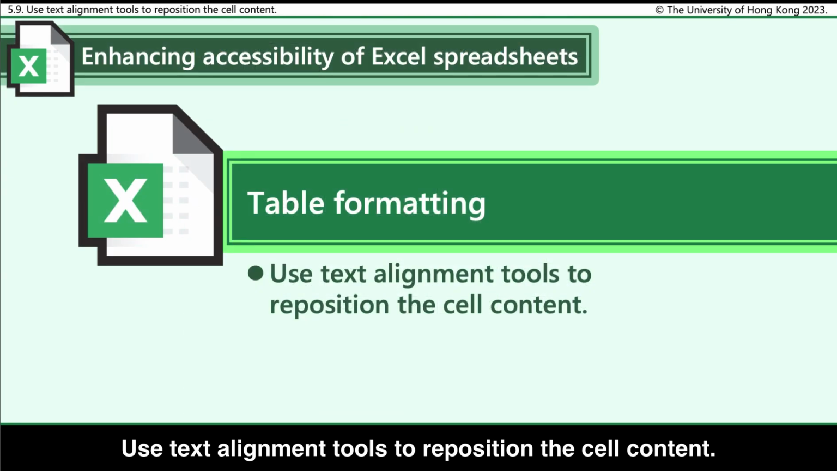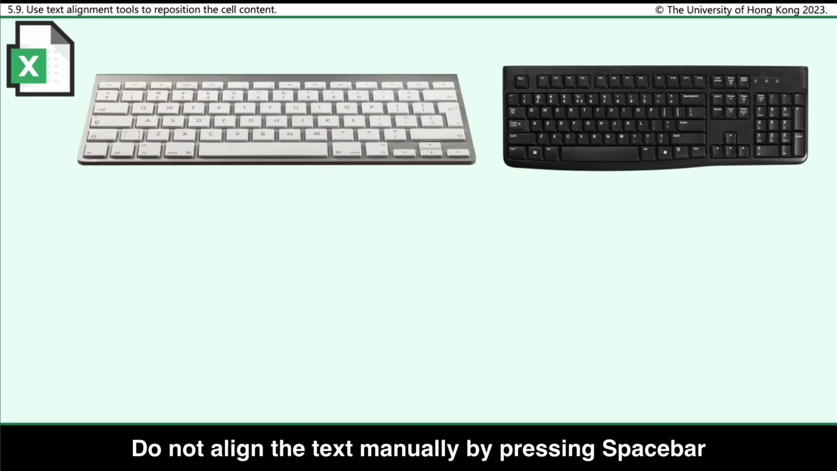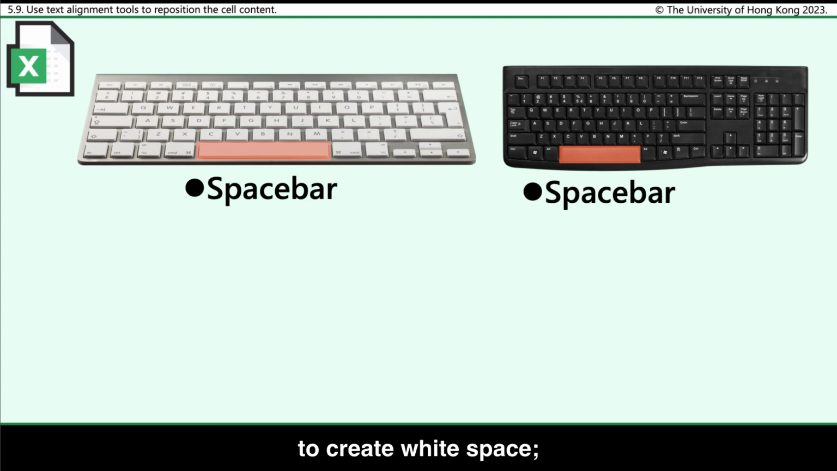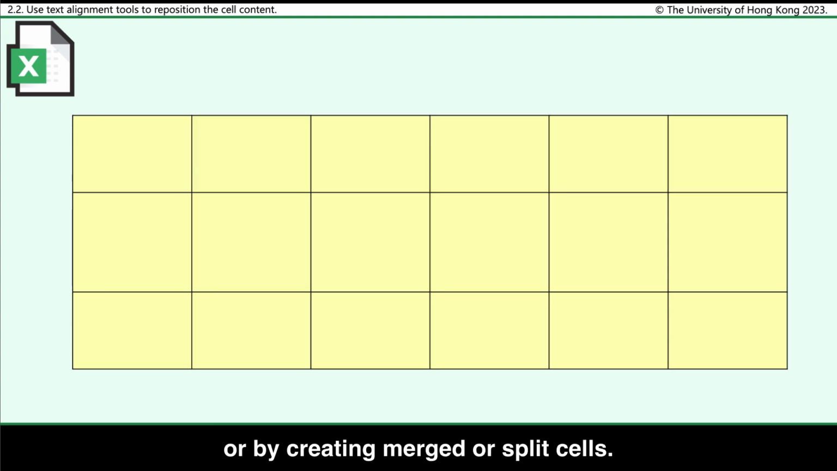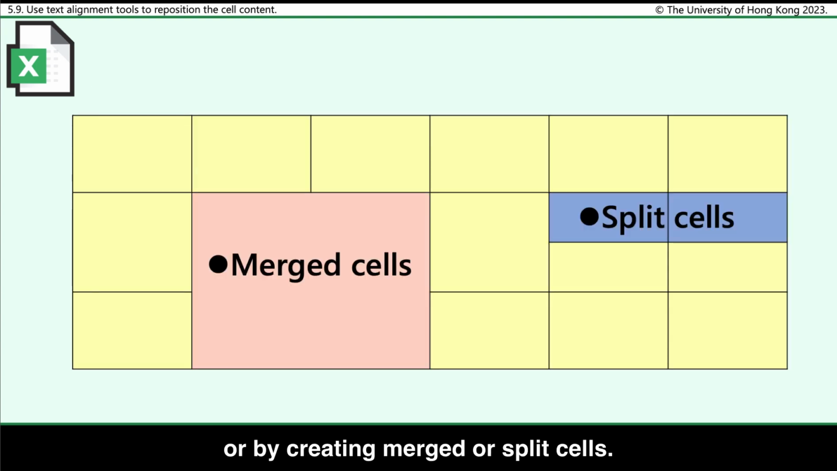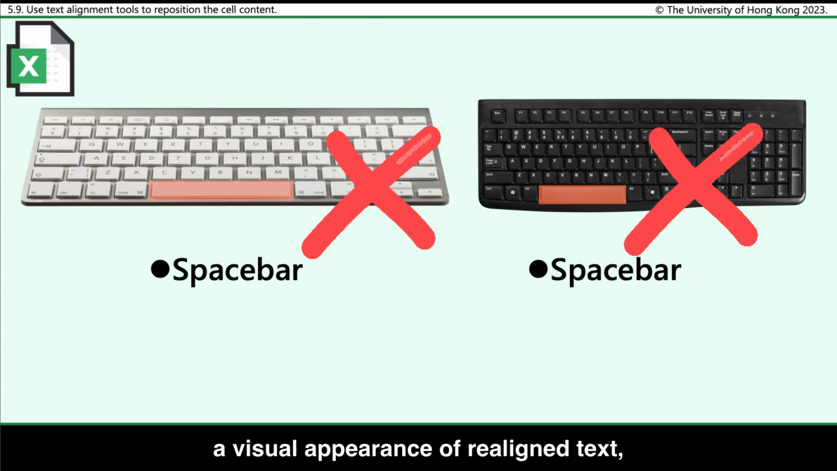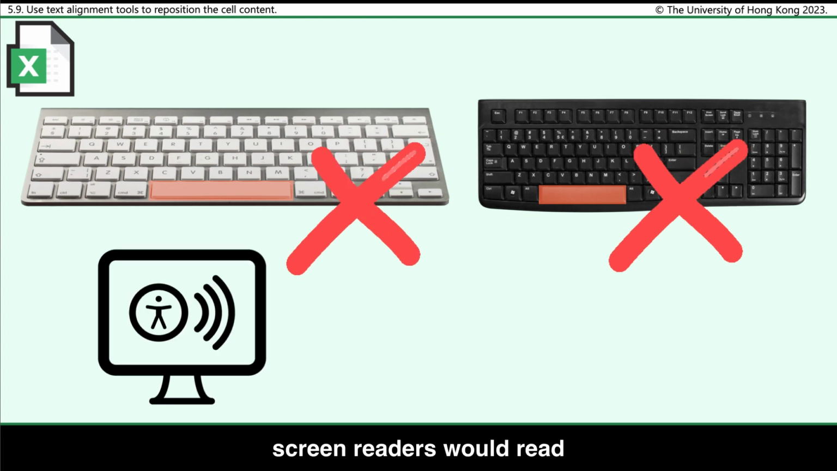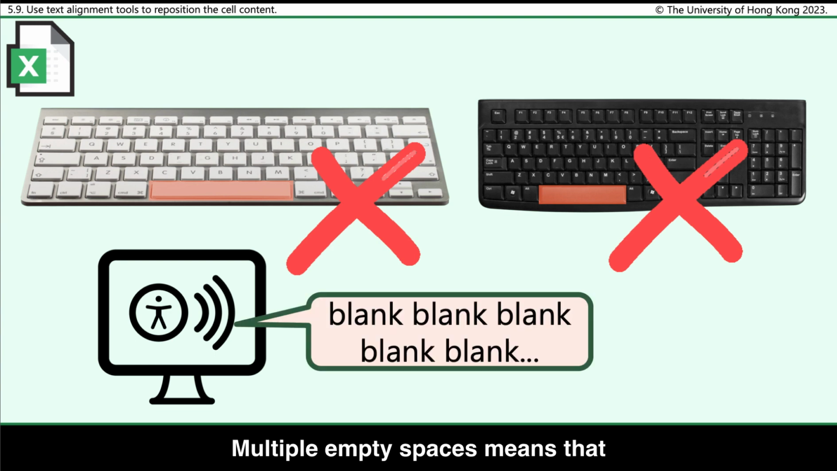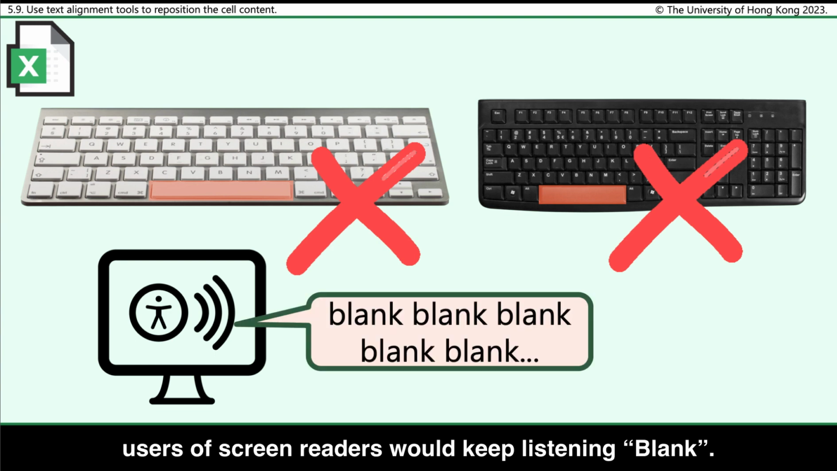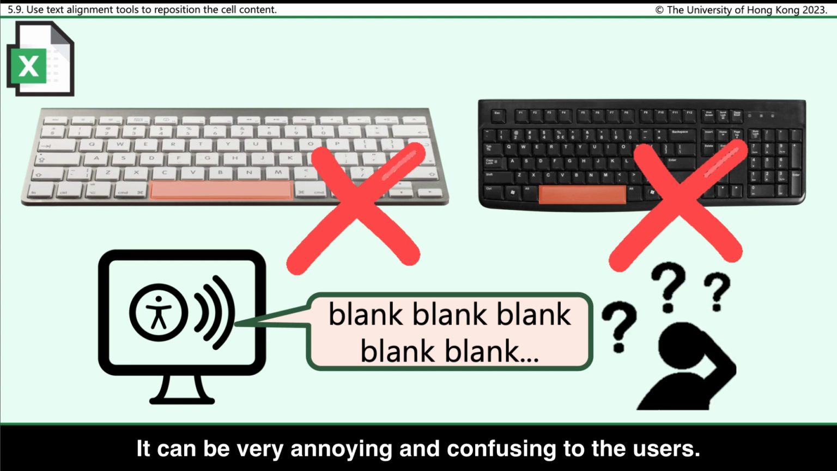Use text alignment tools to reposition the cell content. Do not align the text manually by pressing spacebar to create white space, or by creating merged or split cells. While this may create a visual appearance of realigned text, screen readers would read these multiple empty spaces as blank. Multiple empty spaces mean that users of screen readers would keep listening to blank. It can be very annoying and confusing to the users.